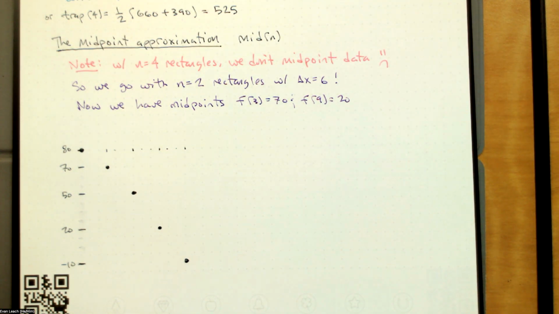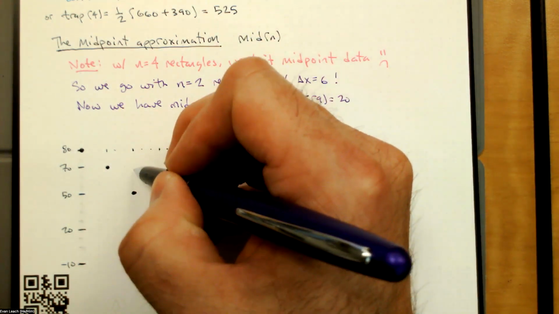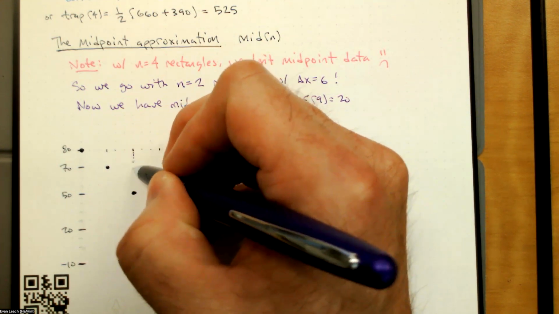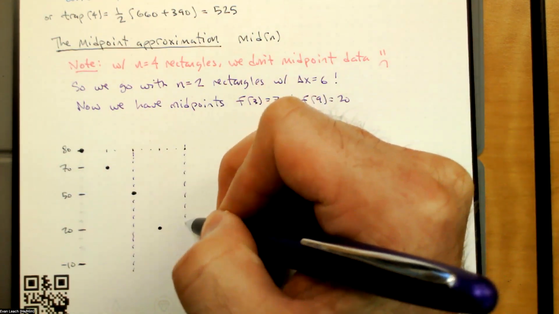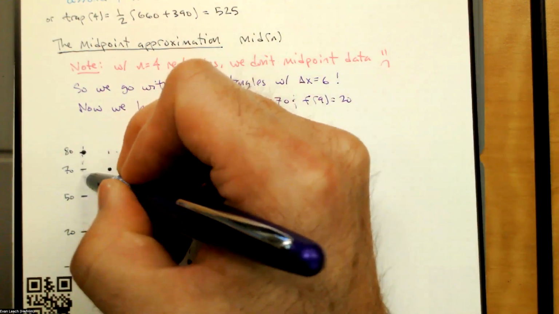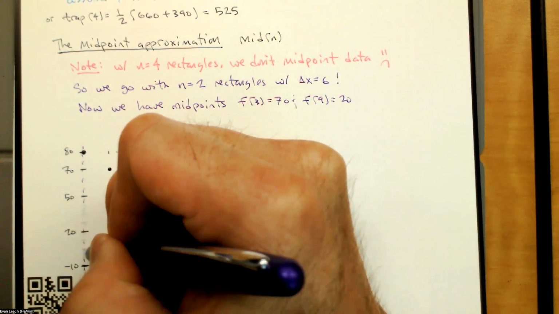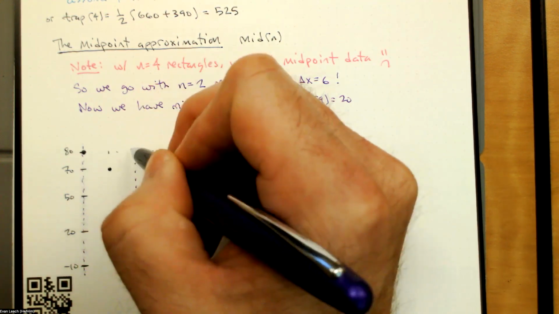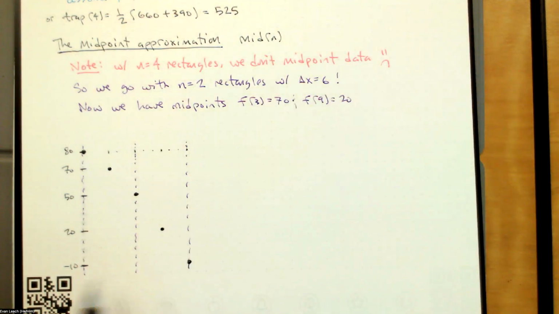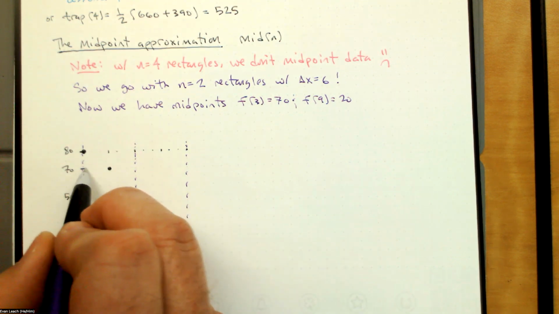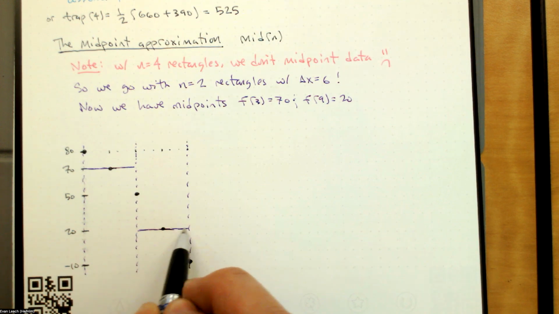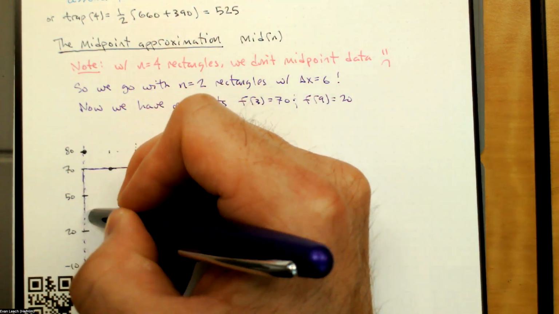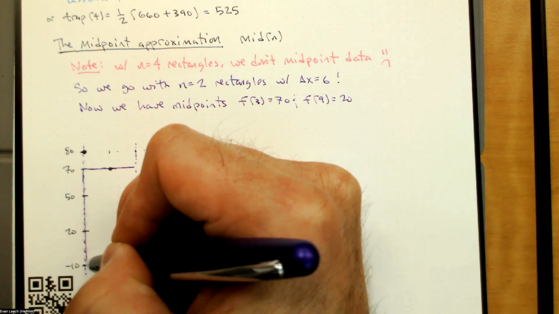So rather than doing a left all the way across, we're going to take the midpoint. We're going to go from 0 to 6, and then from 6 to 12. We're back to making the function constant on each of these intervals, but I'm going to take the midpoint of each one. And these are the areas that we're going to grab.